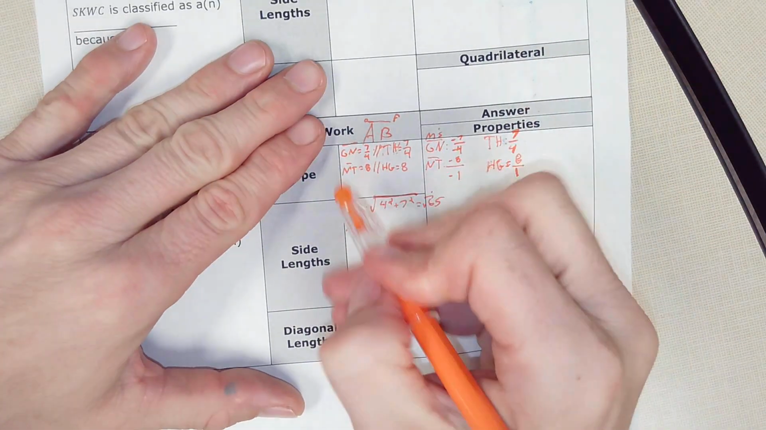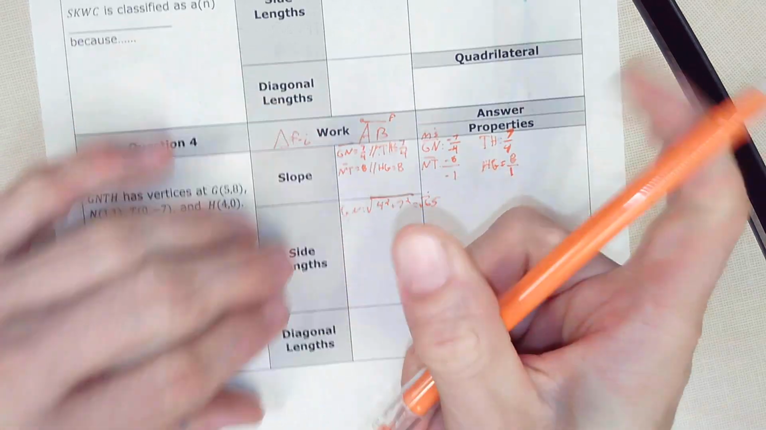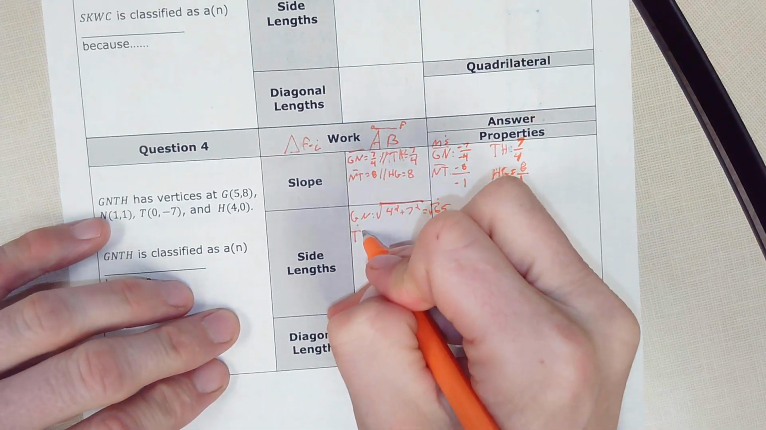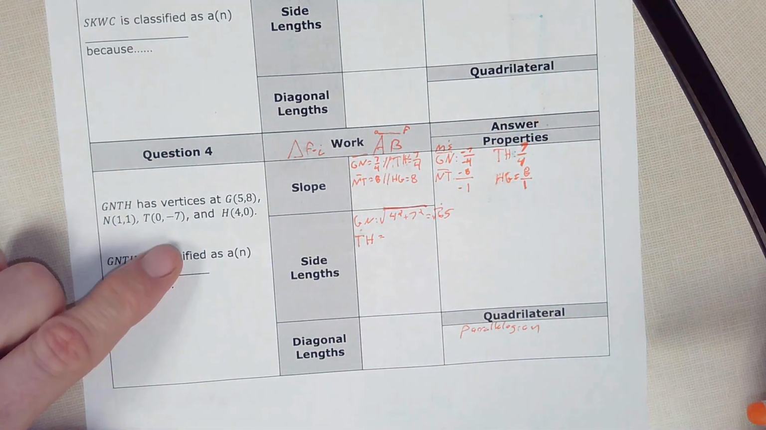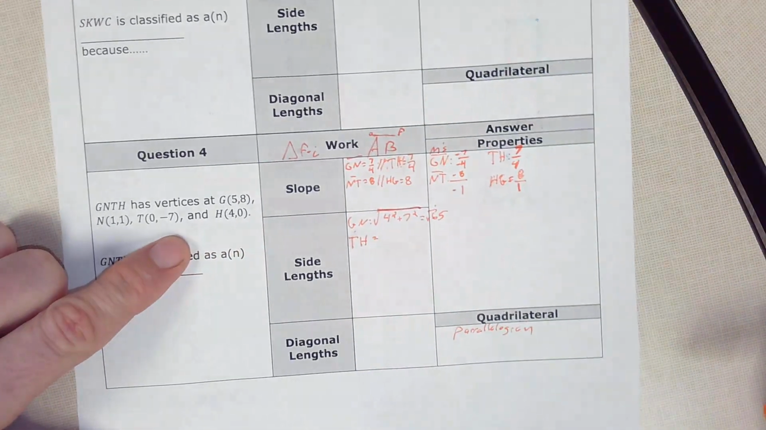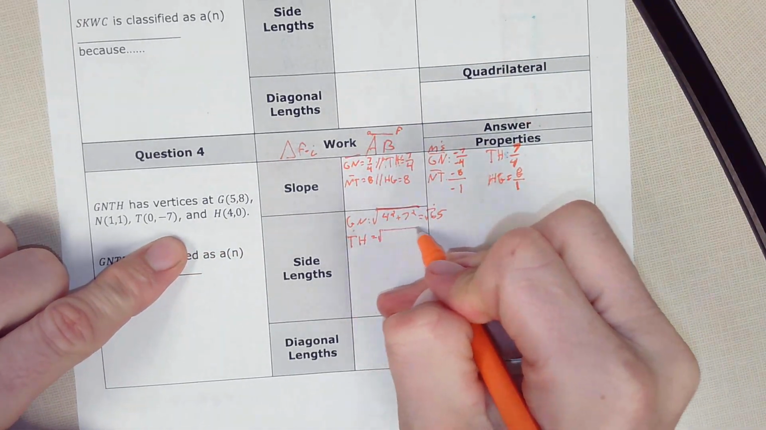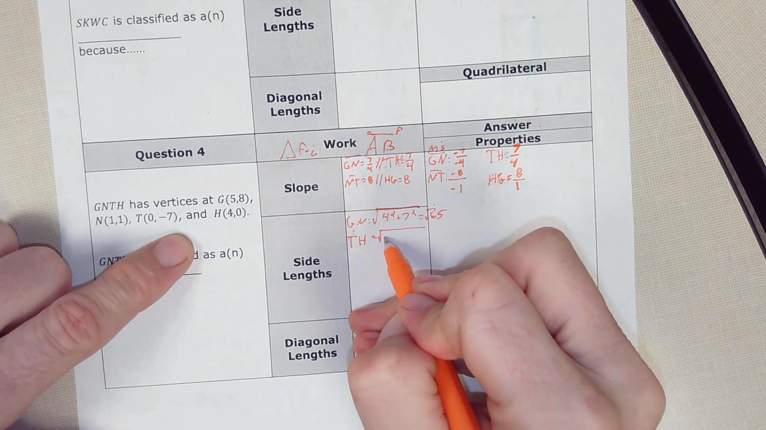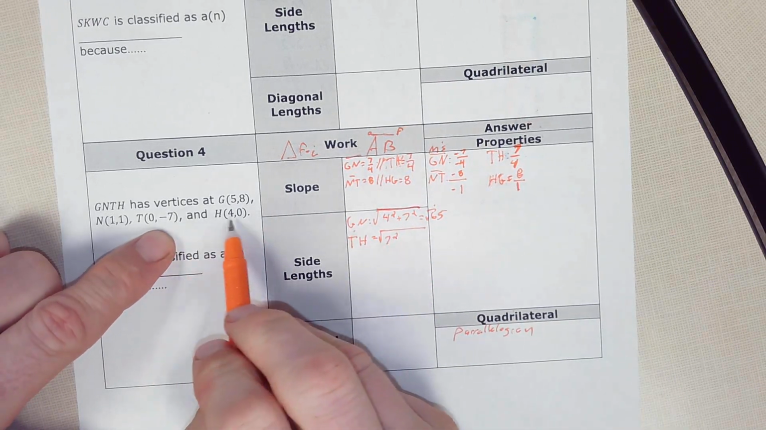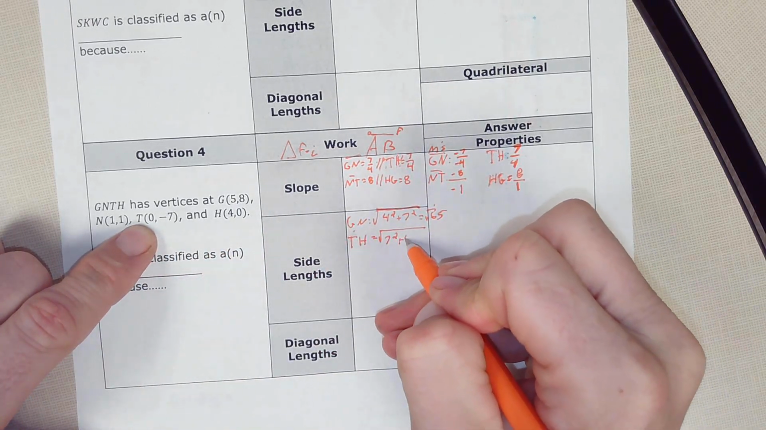Oh no, let's see if the THs are congruent. Let's see what it's like with TH. How about TH? TH is 7. So 7 squared, and then 4. Yeah, that's the same.